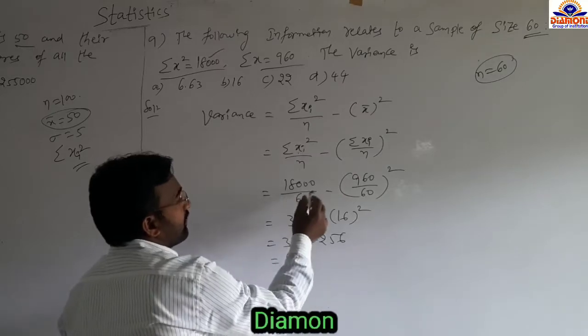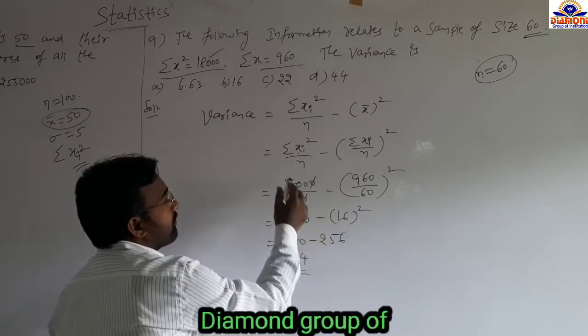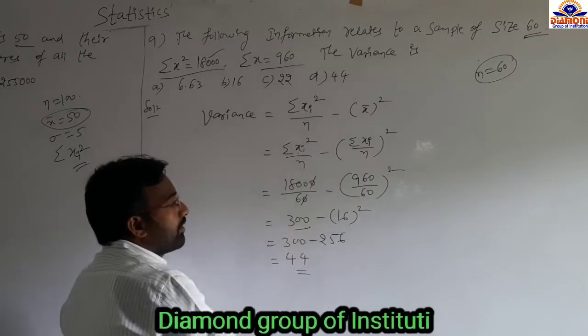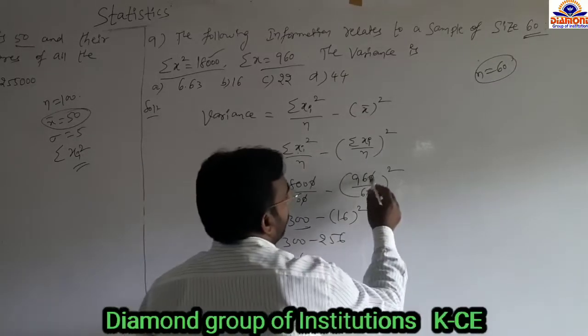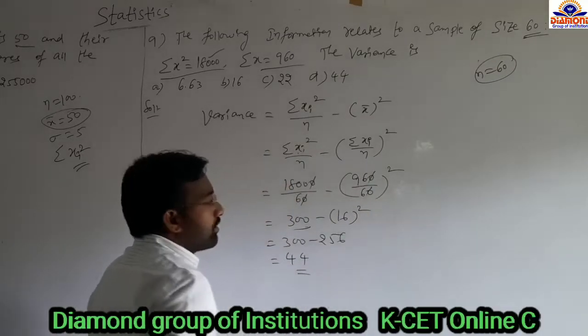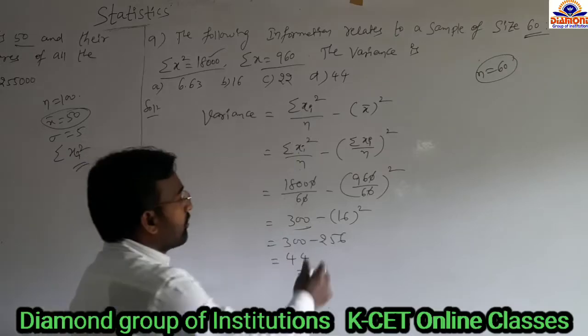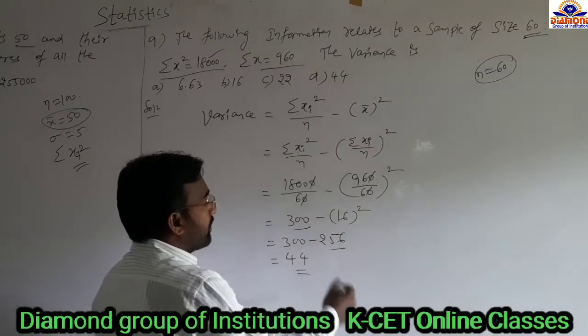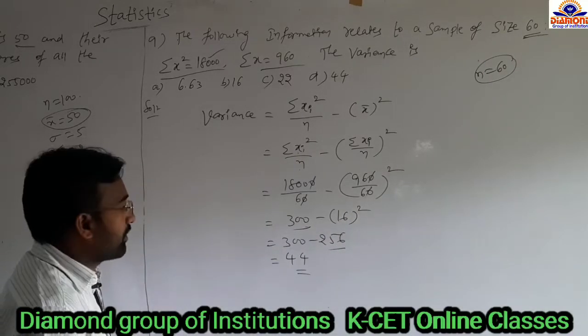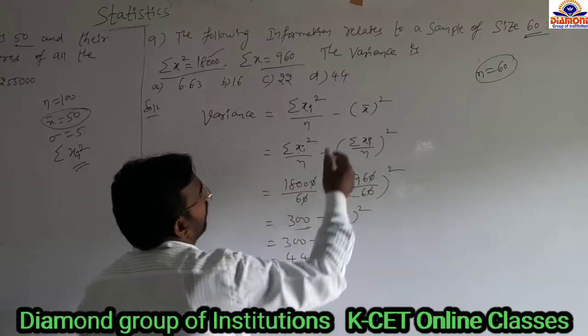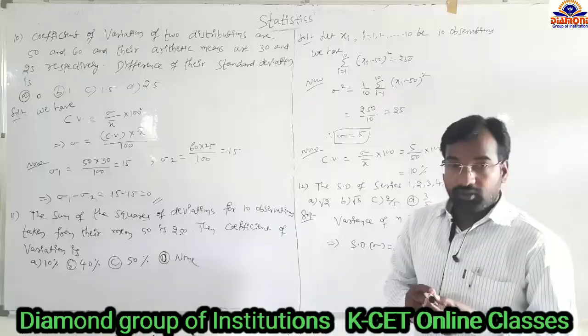So 18,000 by 60: the zeros cancel, and 6 times 5 is 30, so the remaining value is 300. Then 960 by 60: 6 times 16 is 96, so 16. So 16 whole square equals 256. 300 minus 256 equals 44. So the option is D. Next problem.